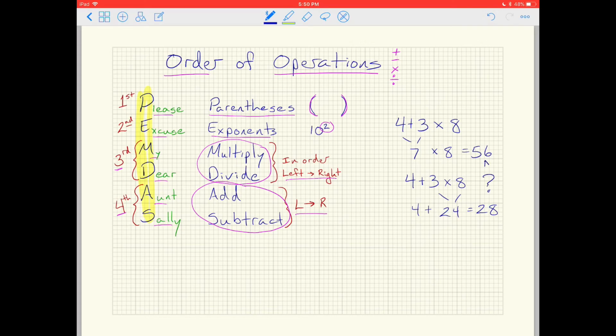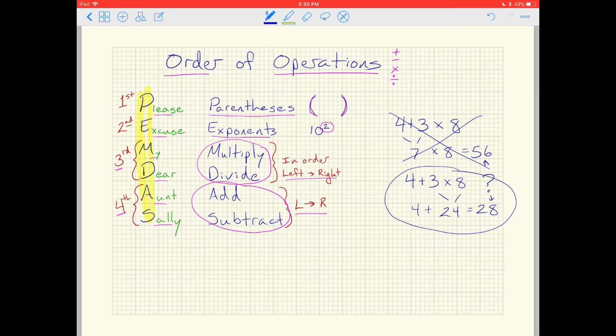So which one's right? So order of operations is how you know which one's right. So since over there on my PEMDAS chart, it says that multiplying and dividing comes before adding and subtracting, it's the second one that we did here where we multiplied 3 times 8 first. That's the correct answer because you always multiply before you add.